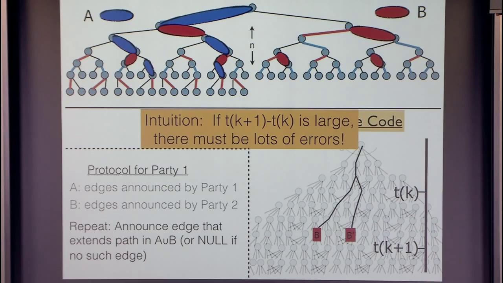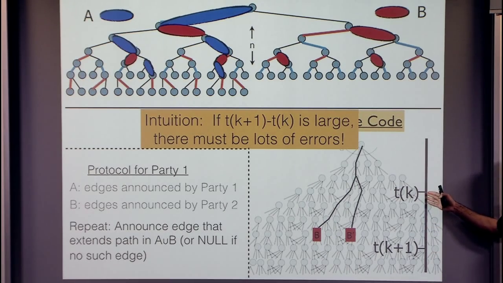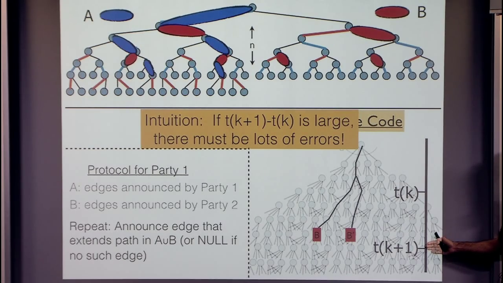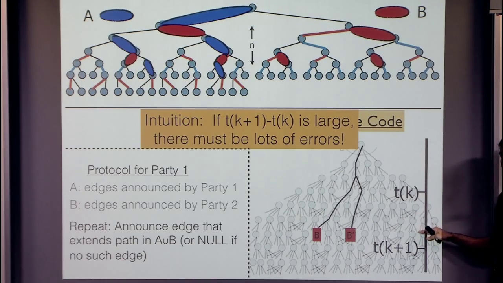Okay, so what I'm going to try and argue is that there can be big gaps between tk and tk plus 1. It might have been that the first k edges have been announced, but still we have to wait a long time for the k plus first edge to be announced. But this only happens if the adversary inserts a lot of errors into this part of the communication.